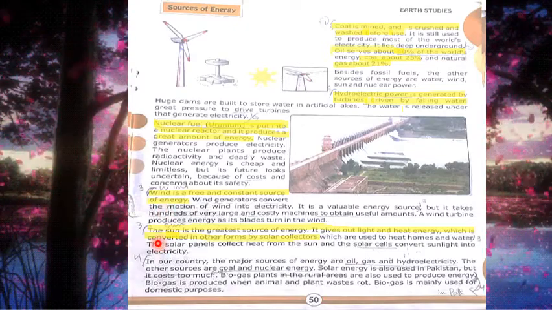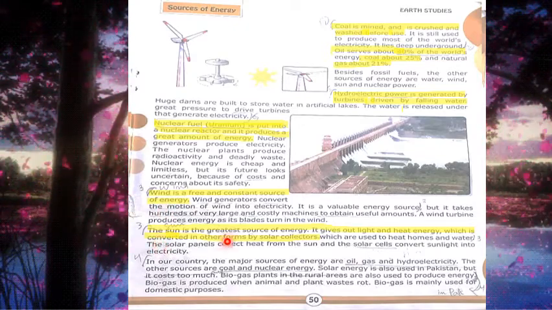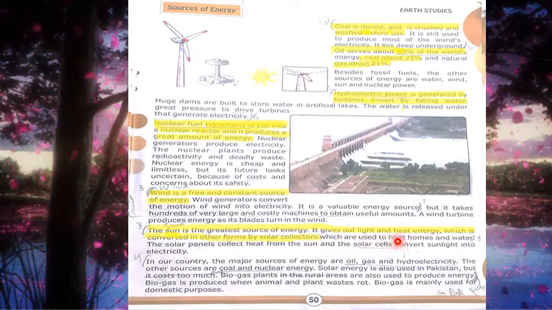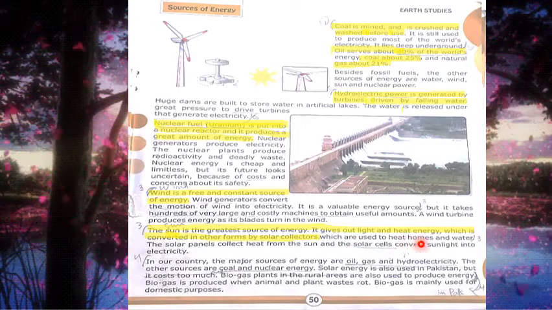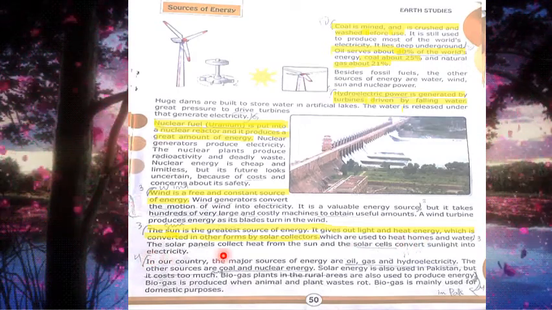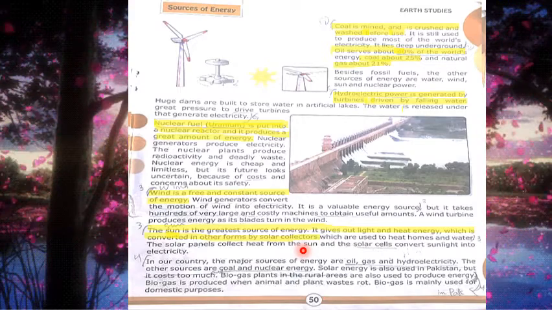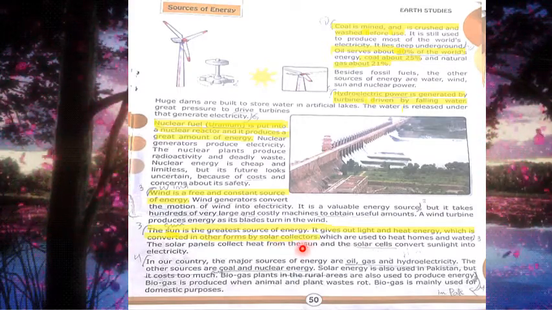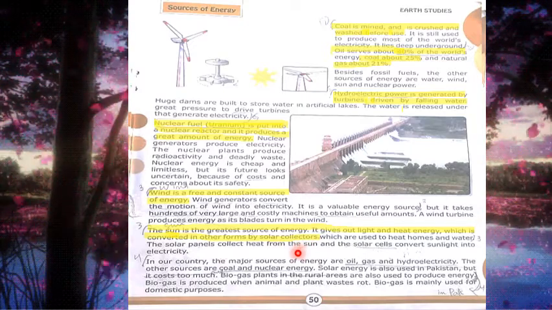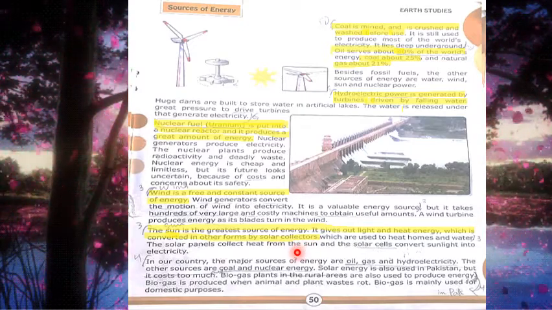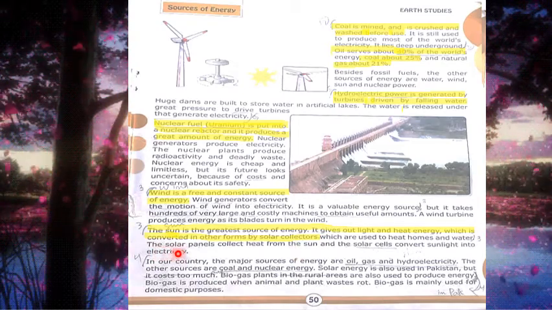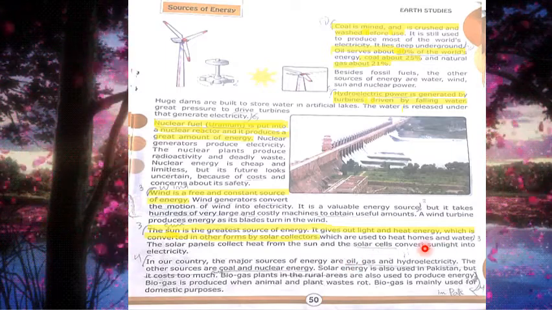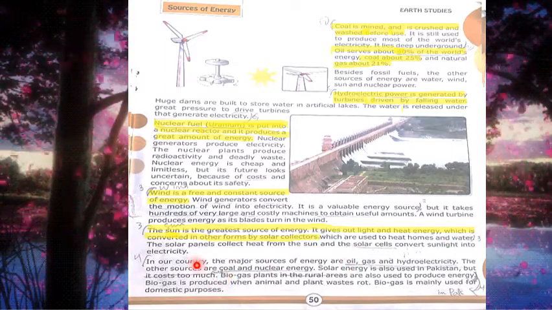And as we know, the sun is the greatest source of energy. It gives us heat and light. It means it gives us light and heat energy, which is converted into other forms by solar collectors. We use solar collectors at our homes so they can convert the solar light or solar energy into electricity. The solar panels collect heat from the sun and solar cells convert sunlight into electricity.